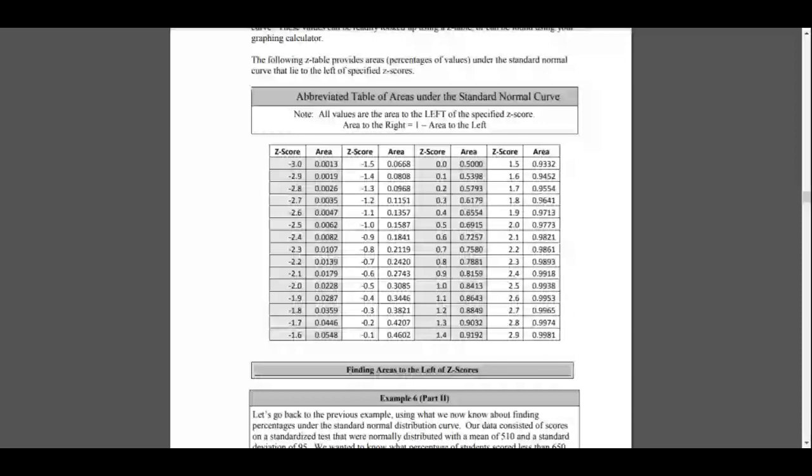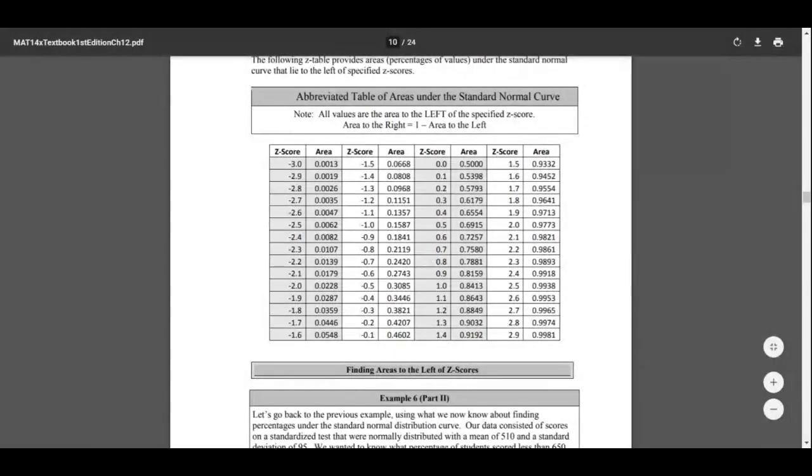But now we have 1.1617, I think it was. Let me just double check. I don't want to make a mistake. 1.1607, okay? But 1.1607 is not in the table. Rounding, we can round it to 1.2. And what we get is this, it looks like, which is 0.8849.